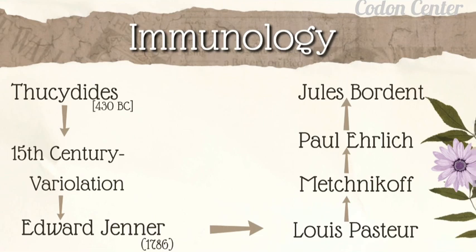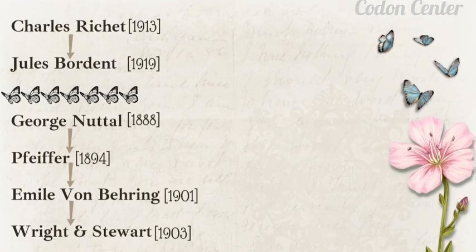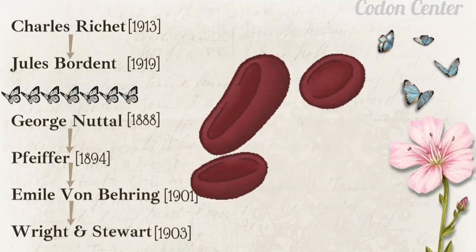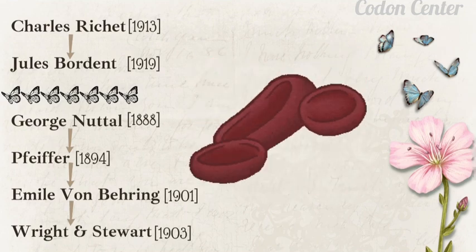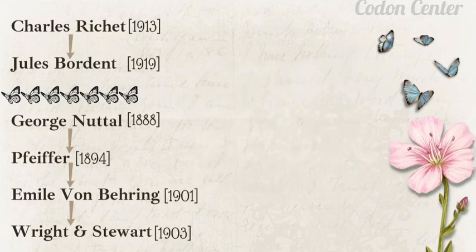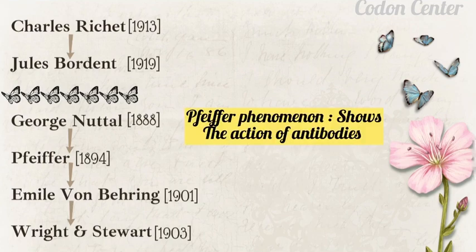While talking about the anaphylactic poisons, before him in 1913, Charles Richet, a French physiologist, was awarded the Nobel Prize for his work on anaphylaxis. It is nothing but the hypersensitive reactions of the body to foreign proteins. Next, in 1888, George Nuttall, an American bacteriologist, found out that defibrinated blood had a bactericidal effect, showing the presence of a serum substance in blood. Following him, in 1894, Pfeiffer proved this through his experiment, the Pfeiffer phenomenon.